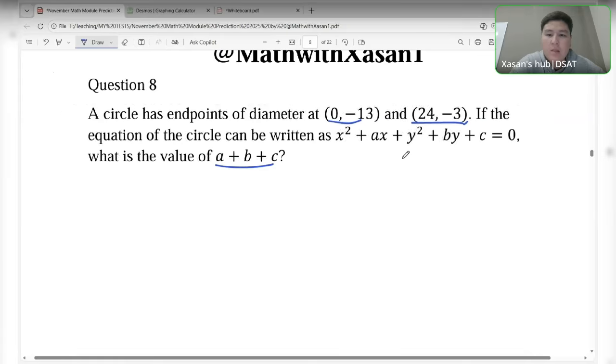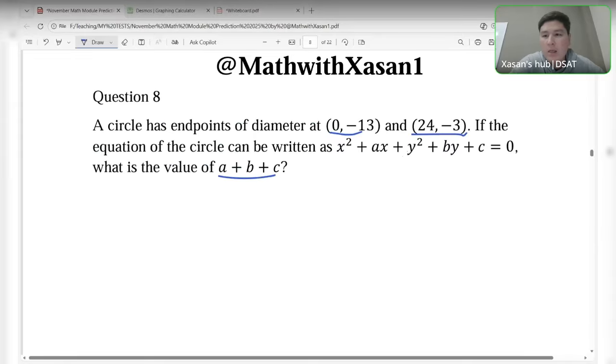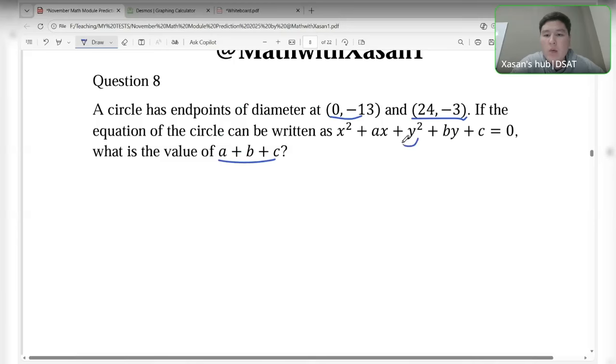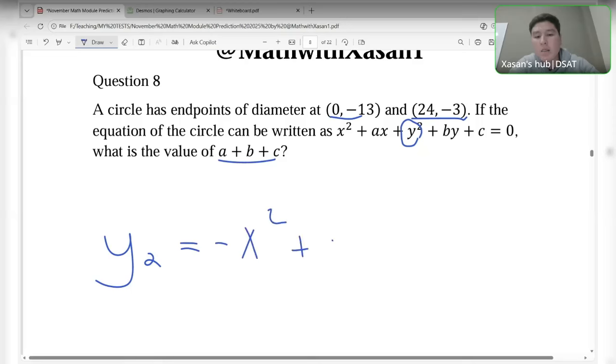First, let me tell you my way. First, I want to do the equation in this way. Create the equation y squared here. You are going to have y squared equals minus x squared minus ax minus by minus c, right? I'm just moving everything to the right side.